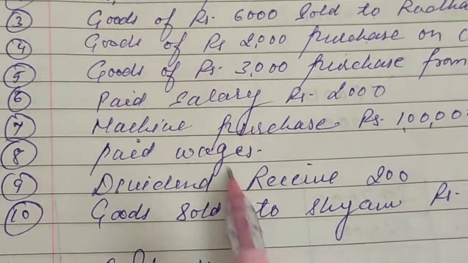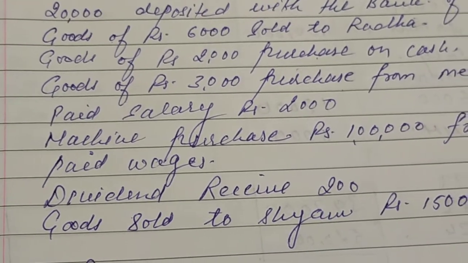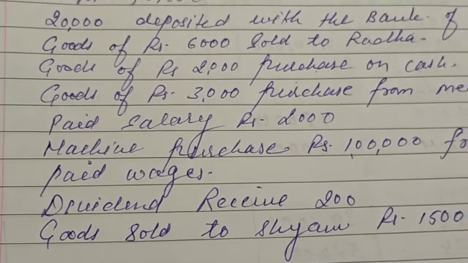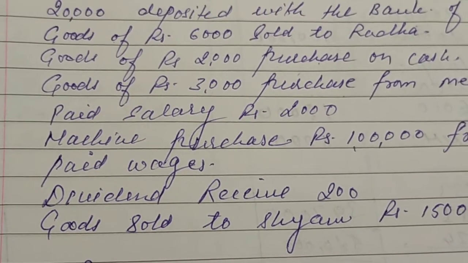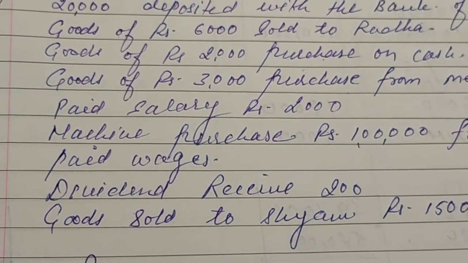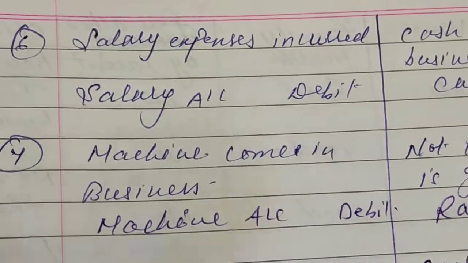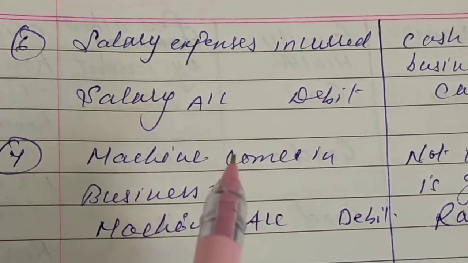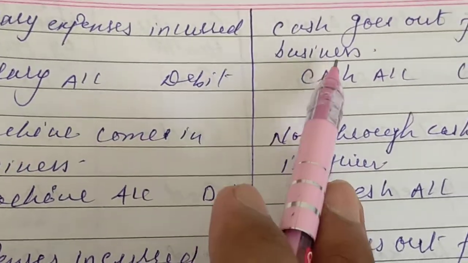Paid salary. From the point of view of business, it will be an expense. So according to the rule of nominal account, all expenses are debit. Okay, all expenses are debit. So salary account debit, as you can see, salary account debit. And in terms of money, what will we give? Cash will be credit, because cash is going out from the business. Okay, next.